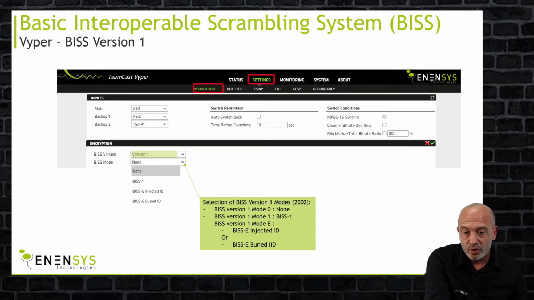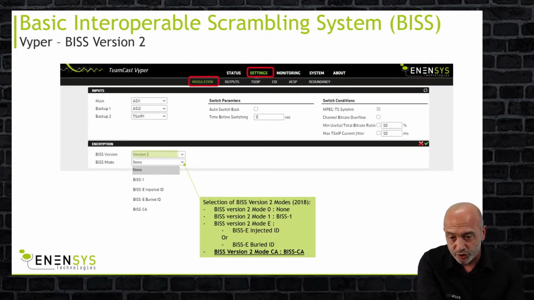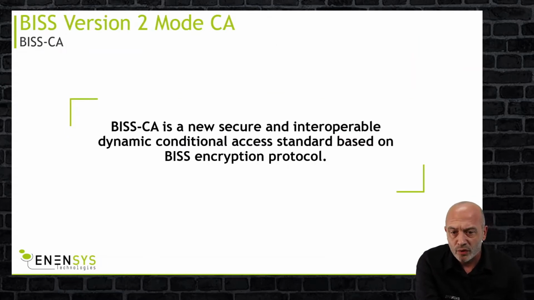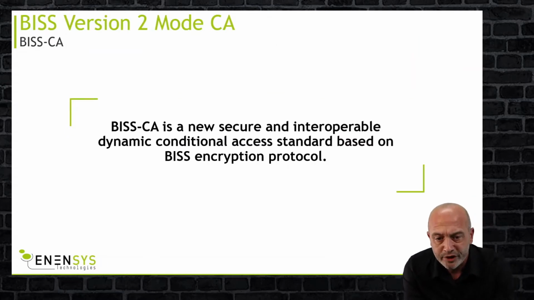While when you are selecting version 2, you've got the choice among mode 0, mode 1, mode E and mode CA. For mode 1 and mode E, configuration is very easy and the same as in version 1, so very well known as many of you already used this version 1 for many years now. Today, I'm going to speak in this video only about the BISS-CA configuration.